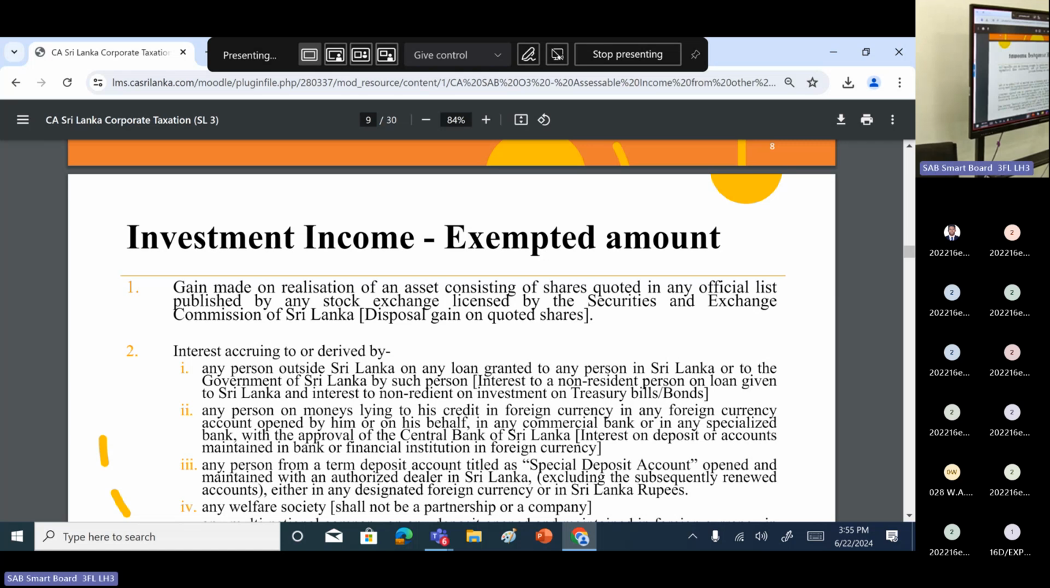No income tax. Even though it is coming under disposal gain on an investment asset, it is not liable for tax. So what is the tax point of view? What type of tax on the disposal gain? It is basically capital gain, right? Capital gain is also exempt on disposal of quoted share.